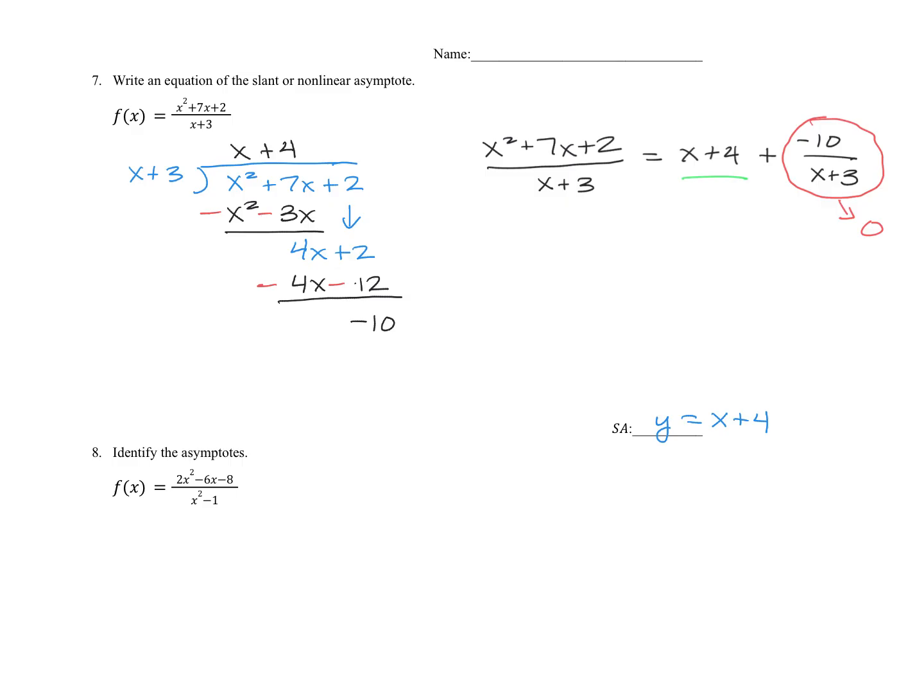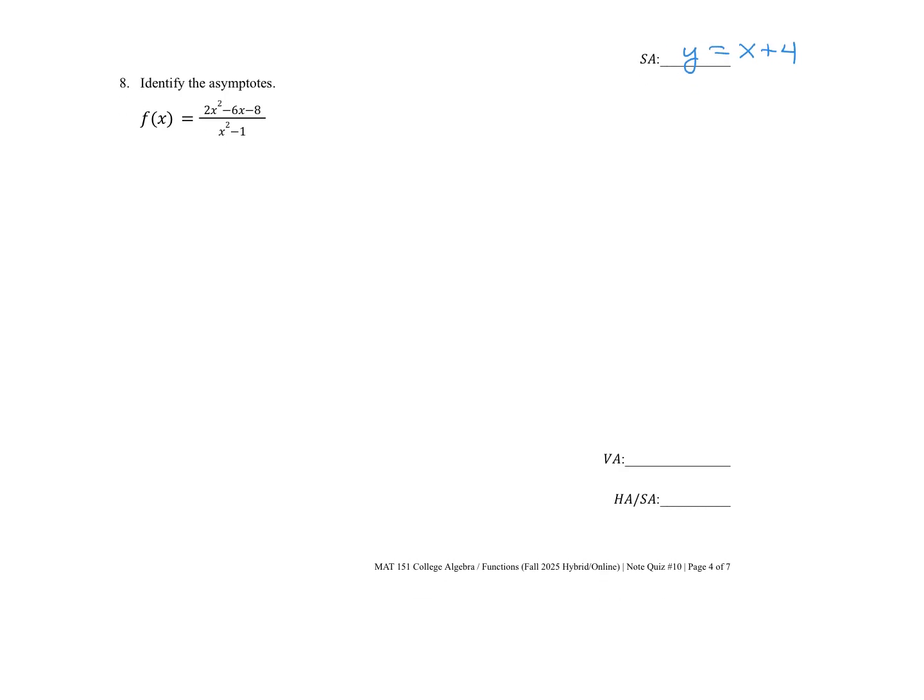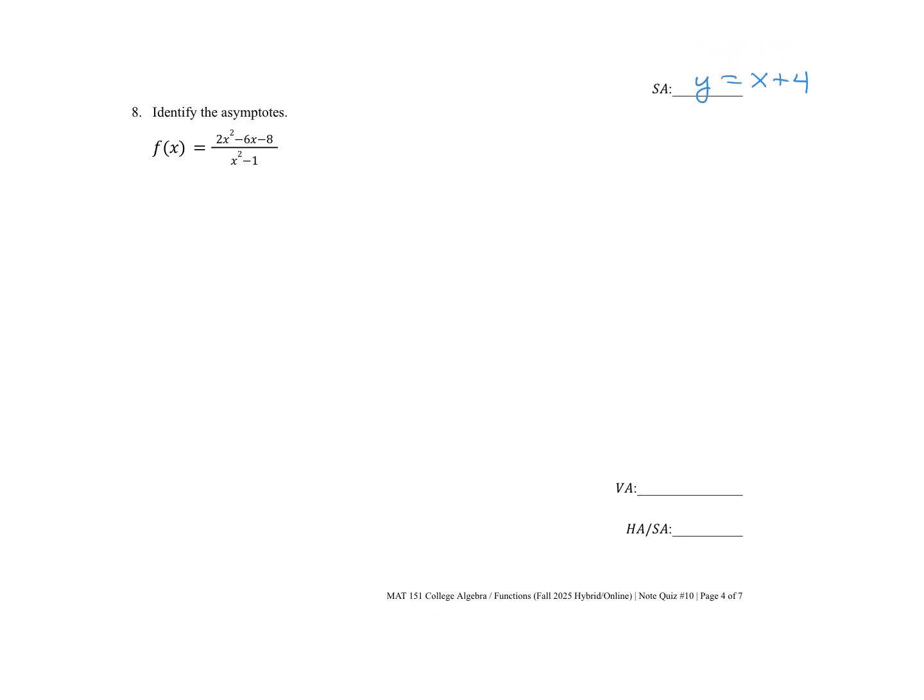All right, so now for the next problem, we're going to go through and identify asymptotes. And you'll notice they want us to get the vertical, and they want us to get either the horizontal or the slant. Keep in mind here again that it's impossible to have both a horizontal and a slant, because technically the slant asymptote comes from the horizontal not existing. All right, so again, the first thing to do when you're trying to find asymptotes is to factor completely.